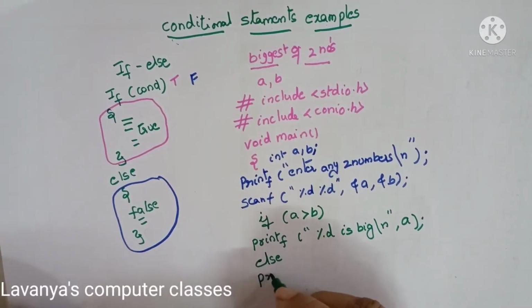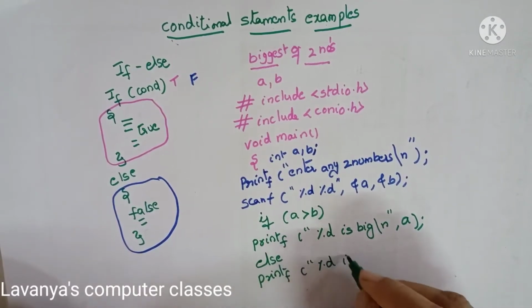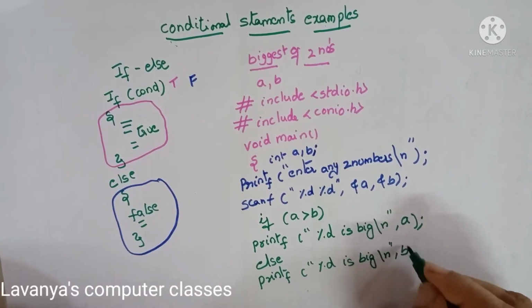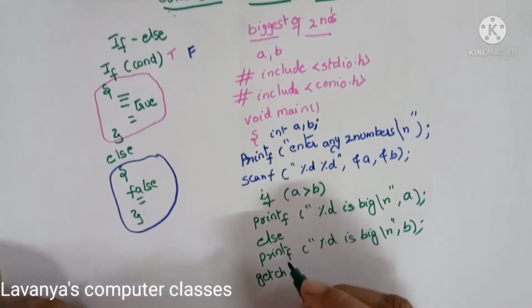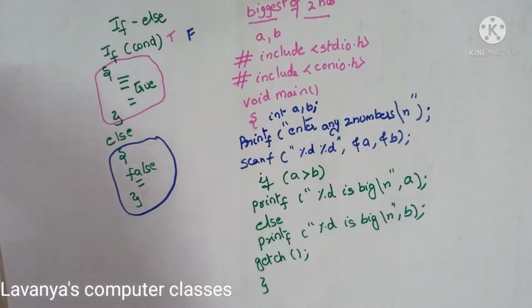Else, if the condition is false, that means a is not big. Then what is the answer? Printf "%d is big", and which one is there after else? b is there. So the program is over. Getch, close the program. So this is the program.